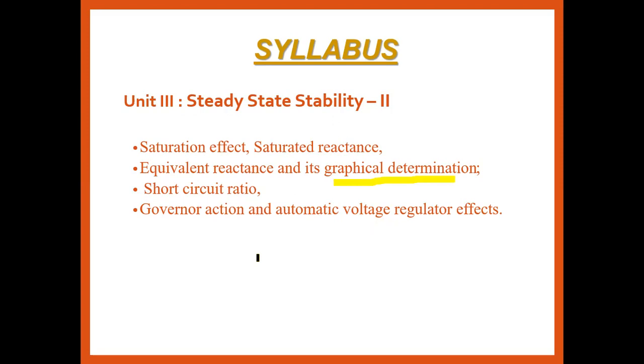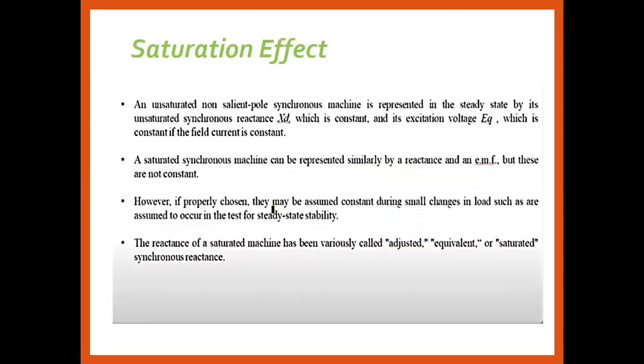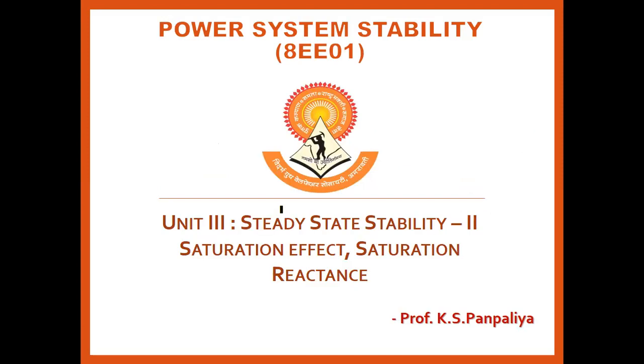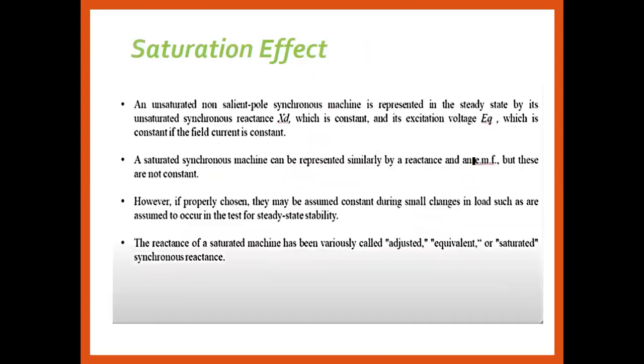Then the next point that we have to discuss in unit number 3 is the governor action and the automatic voltage regulator effects. So we will see one by one all the points of unit number 3, the steady state stability part 2. Let us discuss first the saturation effect.